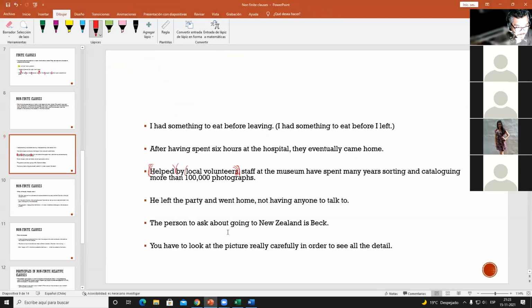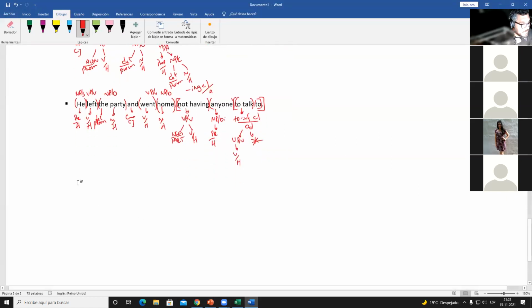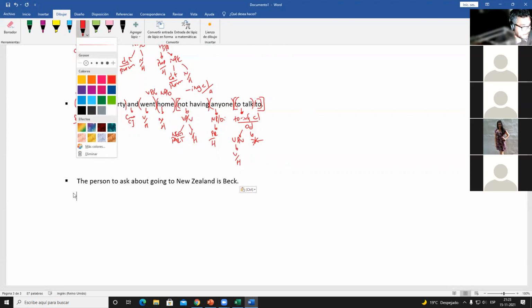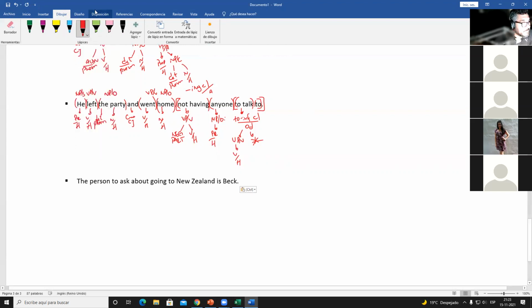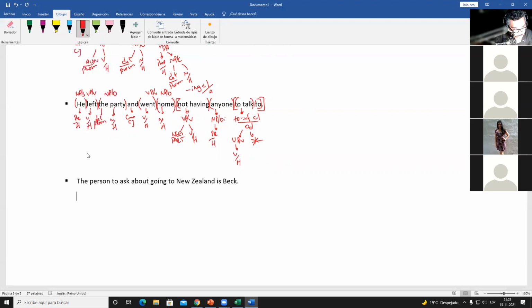The person to ask about going to New Zealand is Beck. It's quite difficult as well. Also very interesting. This is more real life-like English than the rest of the things we have done so far. Okay, I have a very big subject, I think. The person to ask about going to New Zealand is Beck.